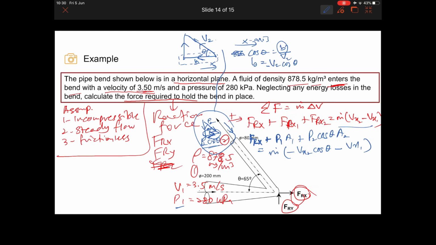Okay, you already know a few things here. You know the theta, you know the velocity at point 1, right? But you don't know the velocity at point 2. You know the area at point 1, you know the area at point 2, you know the theta as well. But you don't know the pressure at point 1, and the pressure at point 2 we don't know either.